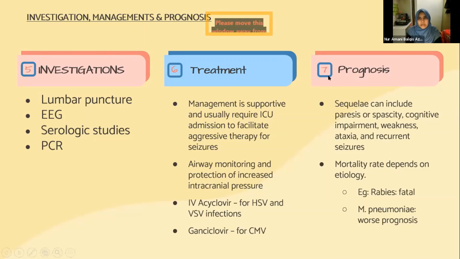So the prognosis of encephalitis: it has complications, which can include paralysis or spasticity, cognitive impairment, weakness, ataxia, and recurring seizures. Mortality in encephalitis depends on the etiologic cause. For example, if encephalitis is due to rabies virus, it is usually very fatal. And Mycoplasma pneumoniae also has a worse prognosis compared to other pathogens.